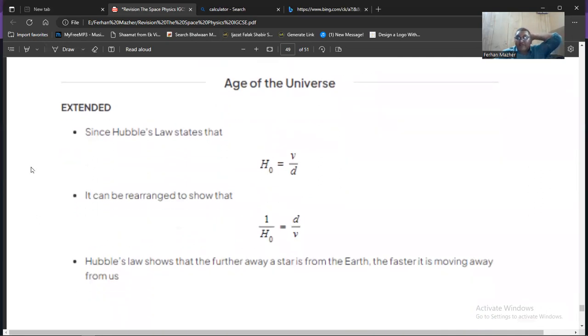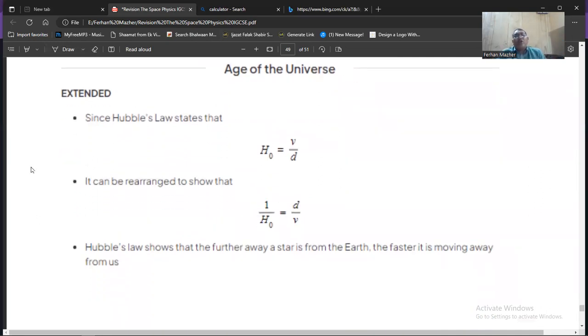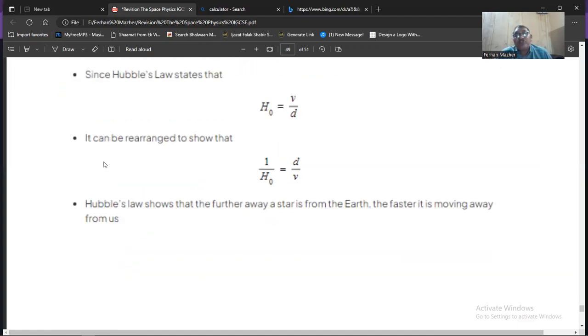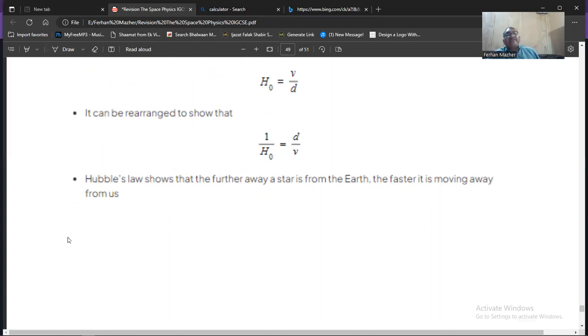Age of the universe. Since Hubble's law states that H naught equals v by d, it can be rearranged to show that 1 by H naught equals d by v. Hubble's law shows that the further away a star is from the Earth, the faster it is moving away from us.